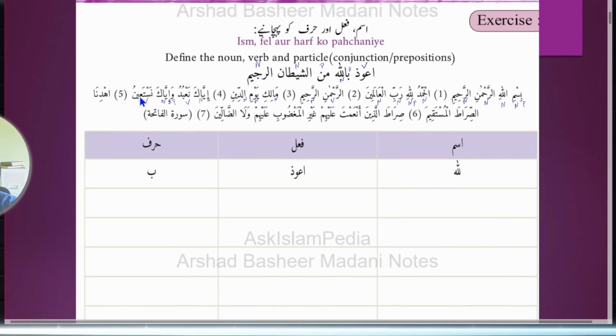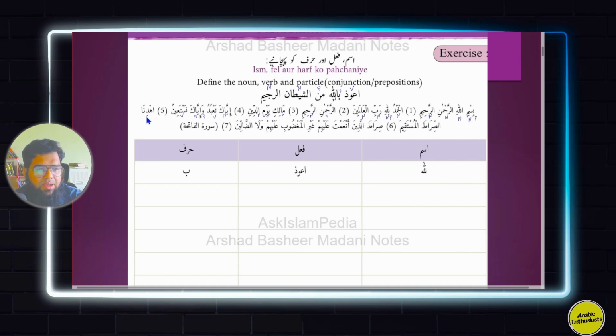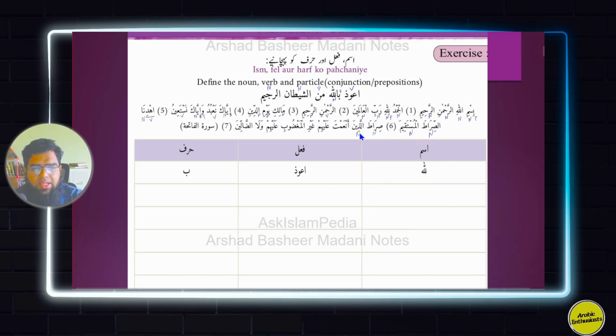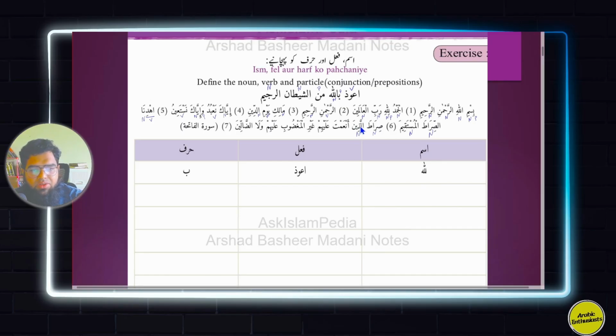Ihdina. Ihdi is command. This whole thing is a verb. Ihdi is command. Guide us. This is a noun. Sirat al-Mustaqim, noun. Sirat al, this is also a noun. Alladhi, alladhina, asma'ul mawsul, the relative noun. So these are also nouns.